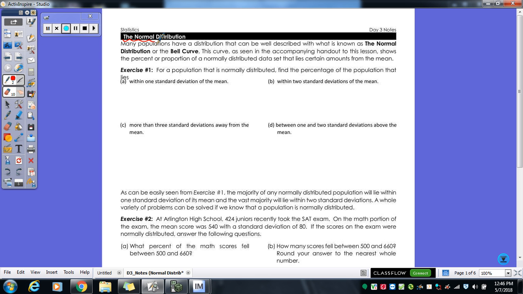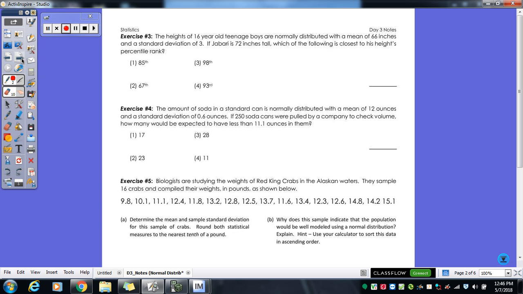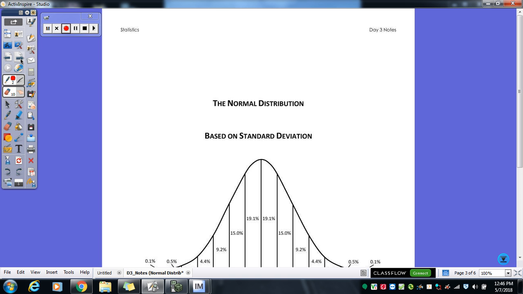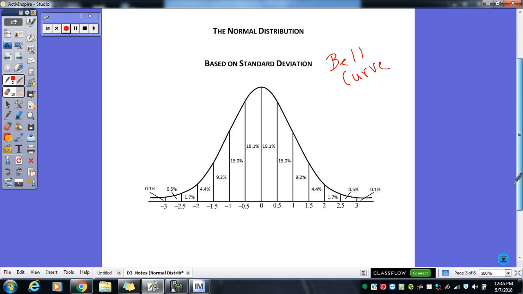Our first part of discussions for today would be the normal distribution. We also refer to the normal distribution as the bell curve. So if we take a look a couple pages ahead, we get a beautiful picture of our bell curve. So here is our bell curve. It is in your notes.